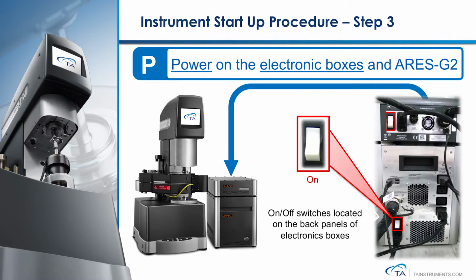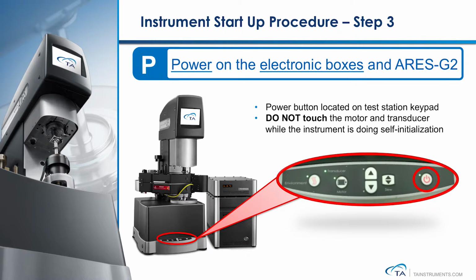Step 3. Now we're ready to power on the instrument. First, we need to power on the electronic boxes. The on and off power switch is located on the back of the electronic boxes. Make sure you turn on the power to the main power supply first, and then any other environmental system electronic boxes if needed. Finally, turn on the main power from the front instrument control panel.